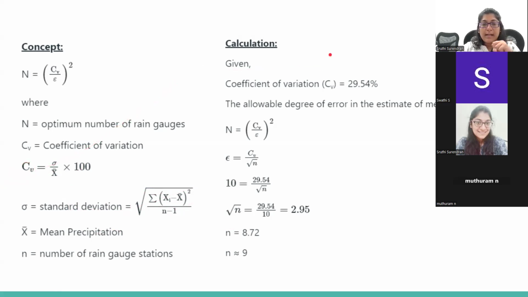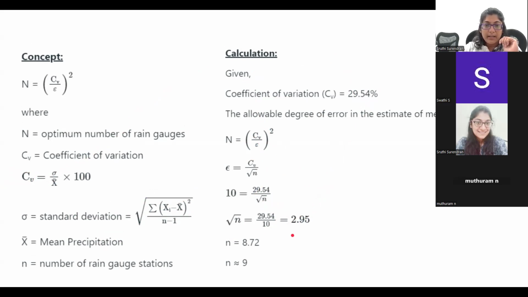Now here in our calculation, coefficient of variation is 29.54. Error is 10%. So direct substitution into this, 29.54 divided by 10 will be 2.954, the whole square. And you get 8.72. Again, converting into a whole number, you get 9.